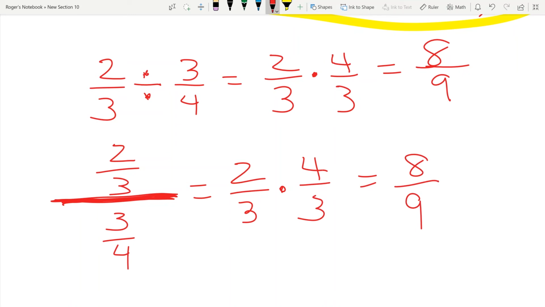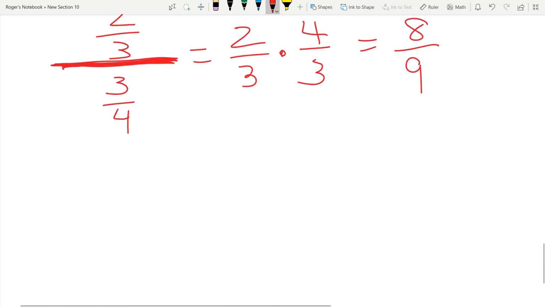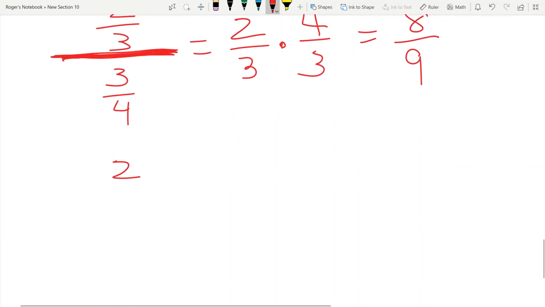8/9. Okay? So you invert and you multiply. Well, what if it was different? What if we did something like this? What if we did 2/3 and we divided by just 4? Are you confused? Does that bother you? Does it look weird? 2/3 divided by 4.